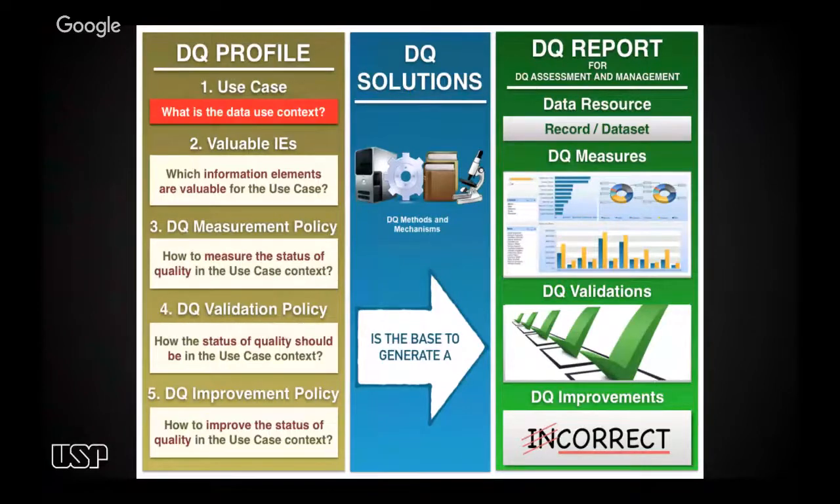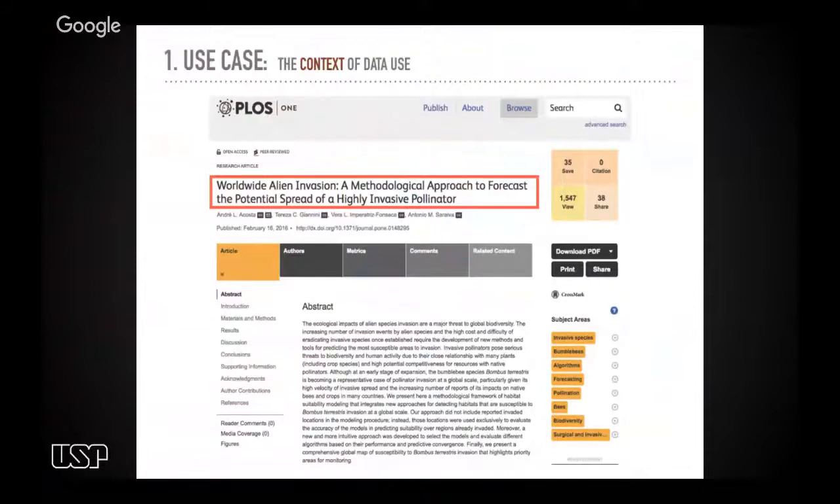Well, the first thing we have to define is the context. And the context can be whatever you want. Let's say you are writing a paper about a study of distribution modeling of a specific species in a specific area. So this is your use case. This is your context. And you will need some data quality criteria. You will have to measure the quality of the data that you will use in this context.